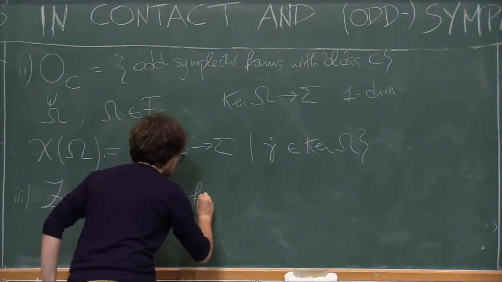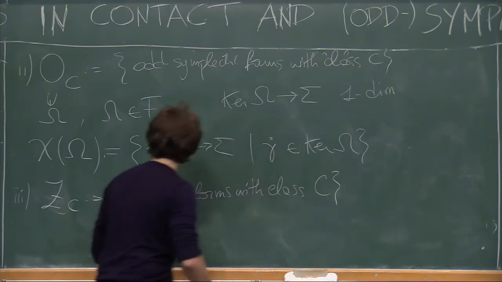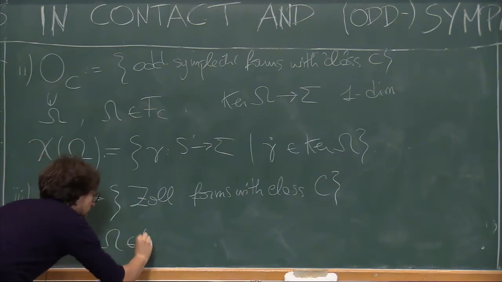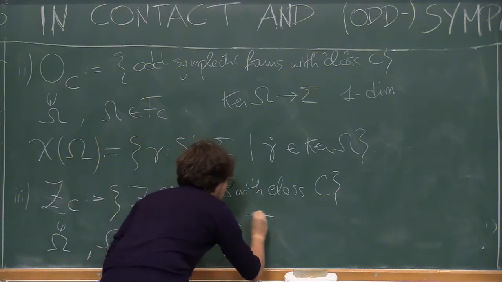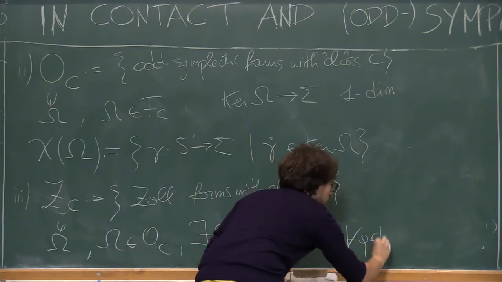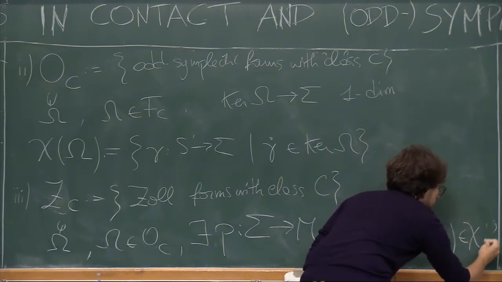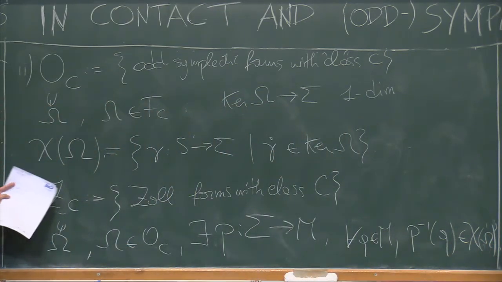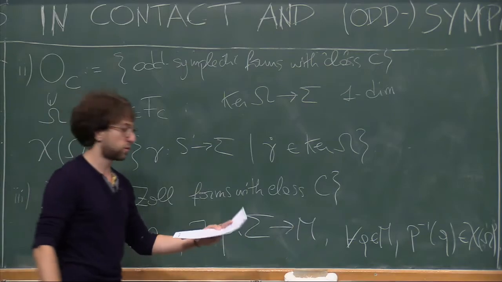Zoll forms with class C. So if I have here omega, what is this? This is just an odd symplectic form such that there exists some bundle P from sigma to M, such that for all points Q in the base manifold, the fiber over Q is a closed characteristic of omega. Okay, so this is the definition. So basically, we want this foliation by closed characteristics, and they form a smooth bundle.